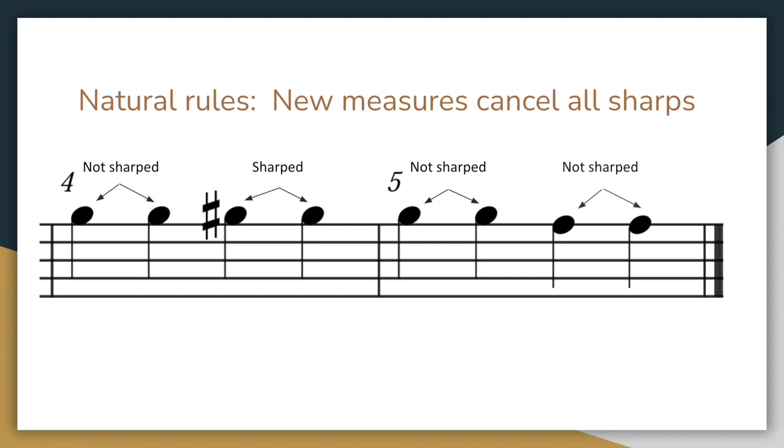And then of course those last two notes in measure 5 are not sharped because they had nothing to do with the previous note at all. So a new measure acts also like a natural sign. And that's the basics of playing sharps.